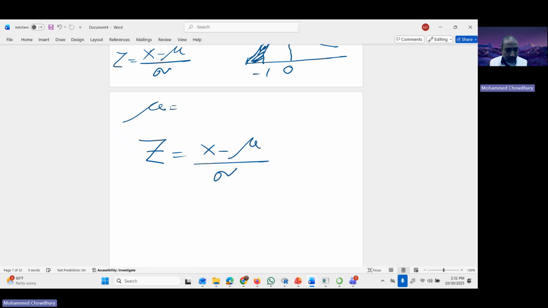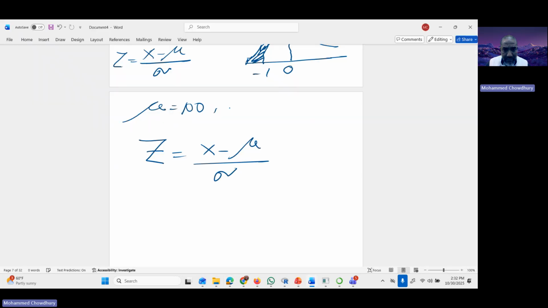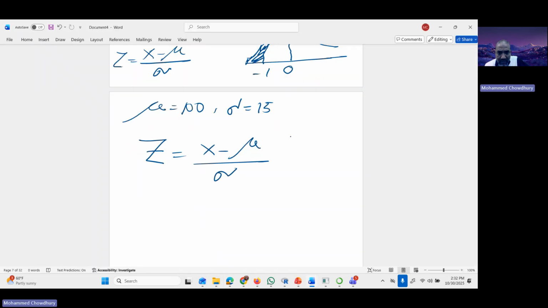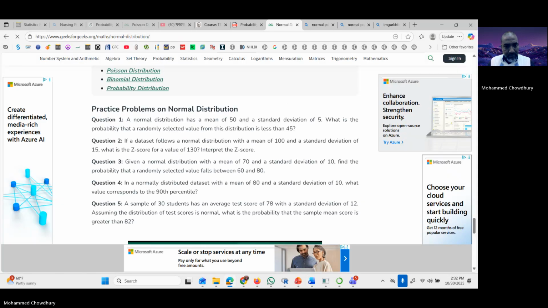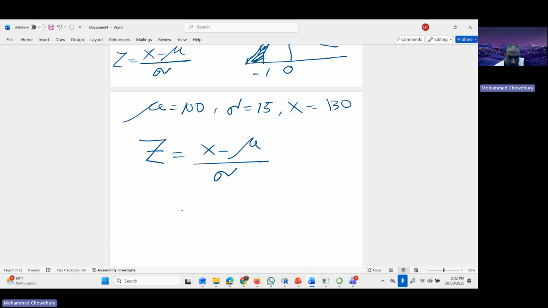We are given in the question mu equal to 100, standard deviation sigma equal to 15. What is the z-score for a value of 130? Now they are asking you. So now if you want to do 130 minus 100, divided by 15, it is equal to 2.